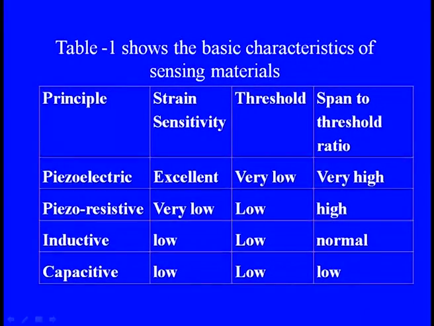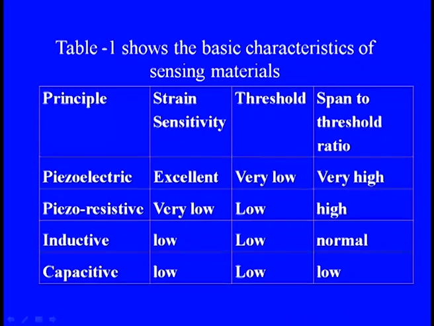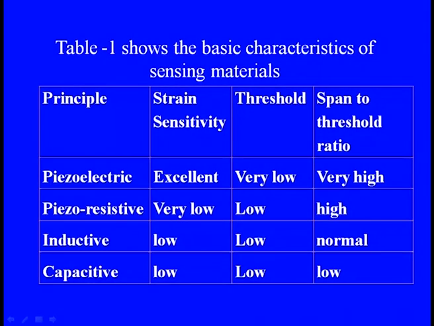So we can go with the basic characteristics of these sensing materials. Here we are categorizing based on four principles. First, the piezoelectric. When we use the piezoelectric material, its strain sensitivity, as the voltage changes correspondingly, is very excellent. The threshold value is very low, and the span to threshold ratio is very high because of this piezoelectric action. If you are using the piezoresistive feature, the strain sensitivity is very low compared to the other things. Their threshold value is also low, and the span to threshold ratio is very high.